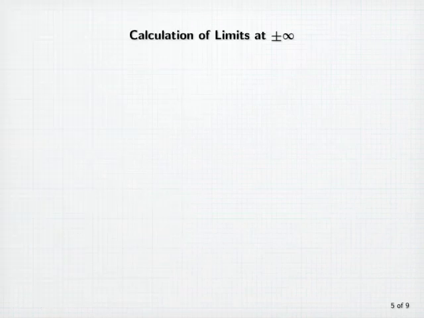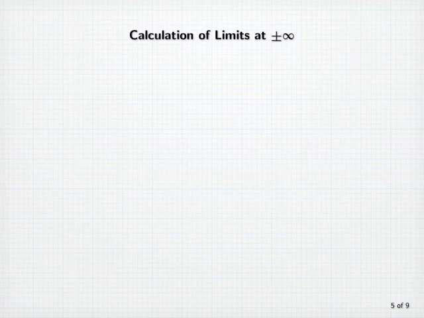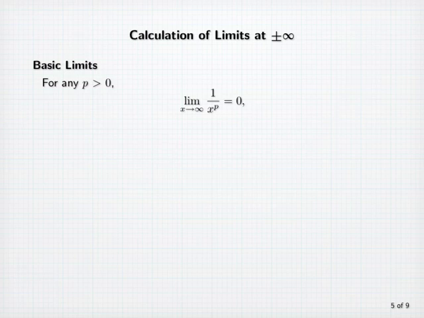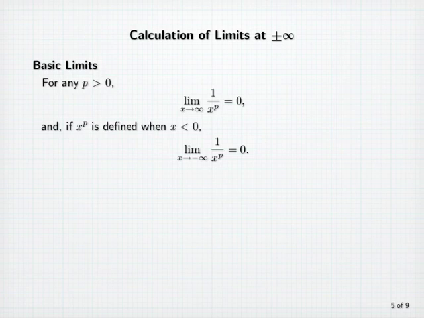Calculation of limits at plus and minus infinity. Some basic limits. For any p greater than 0, the limit as x goes to infinity of 1 over x to the p is equal to 0. And if x to the p is defined when x is negative, the limit as x goes to minus infinity of 1 over x to the p is equal to 0.